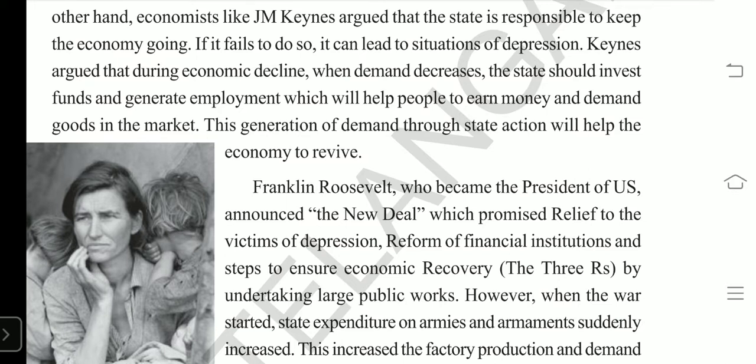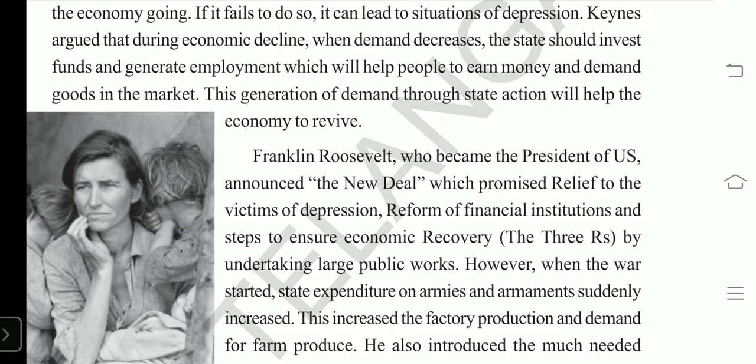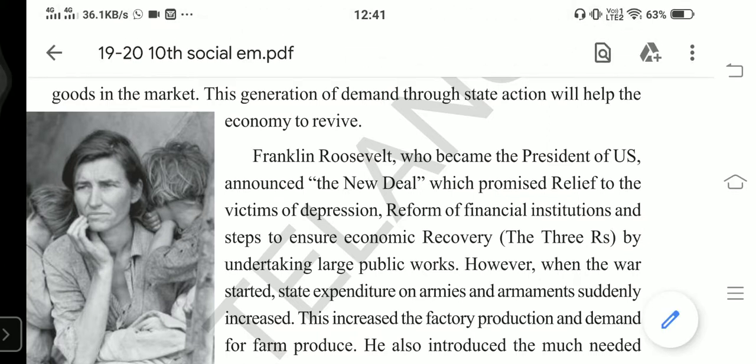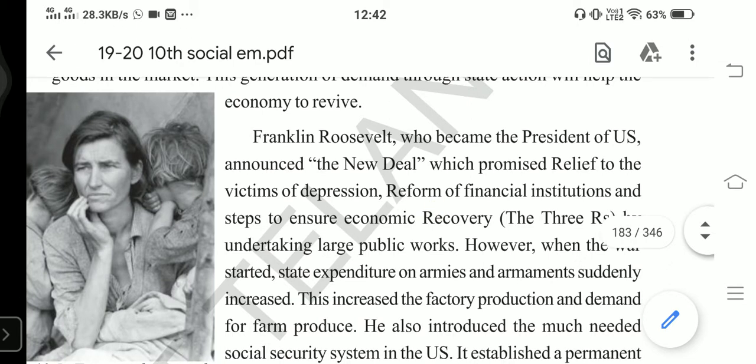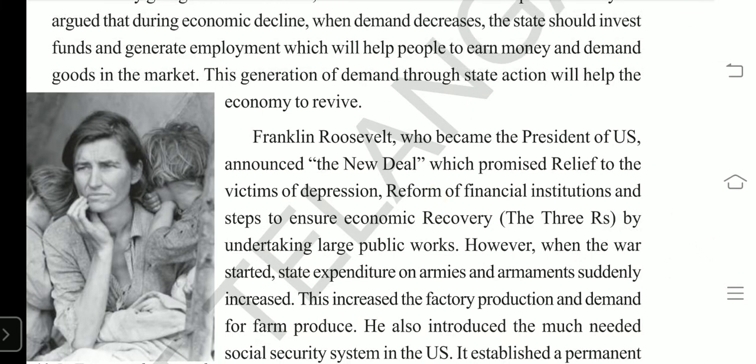Understand? So here employment should be generated in which people will earn money. People who earn money get purchasing power, right? Those who are earning money will demand goods in the market. When there is demand for goods in the market, there is a need for the supply of goods. Then industries will go on supplying goods to meet the demand of the people, right?